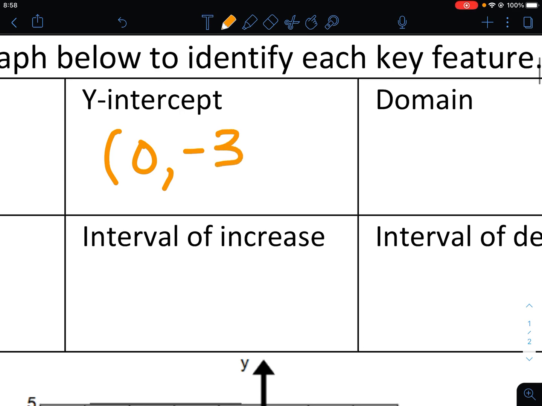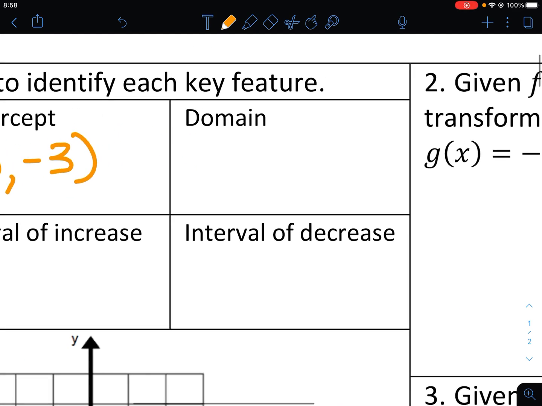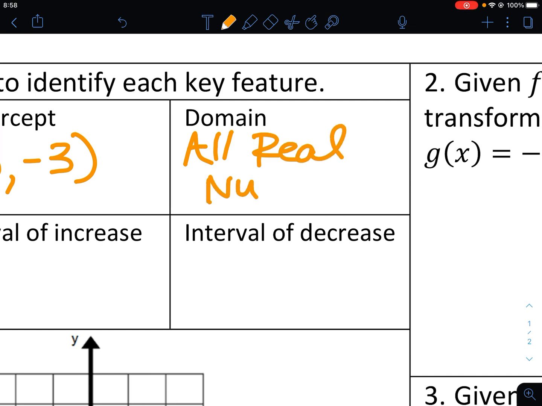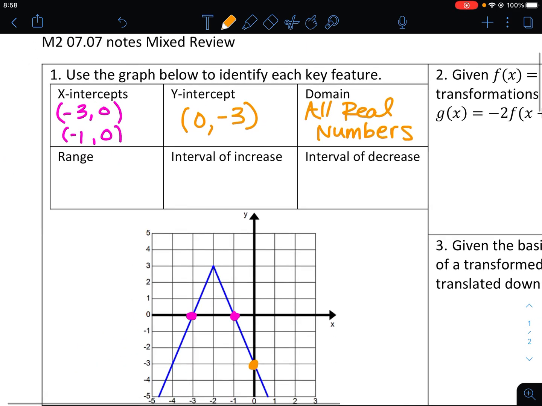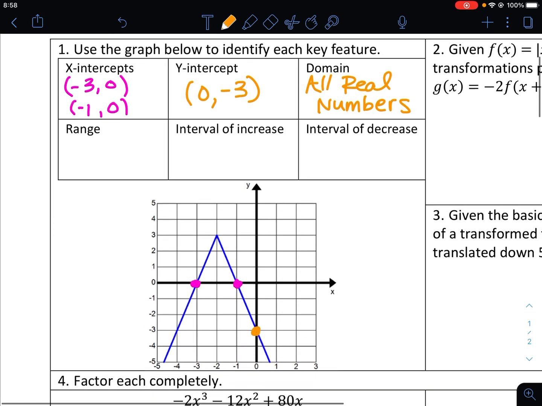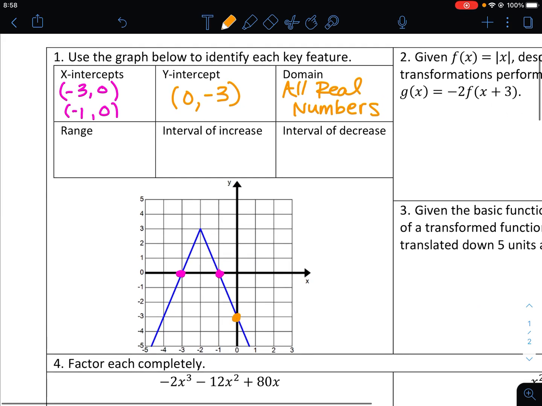Now, for any absolute value function, our domain will always be all real numbers. That's any absolute value function. That means any x value that I can think of, any number at all, positive, negative, large, small, decimal, fraction, whole number is a possibility for the domain. So all real numbers are my domain.